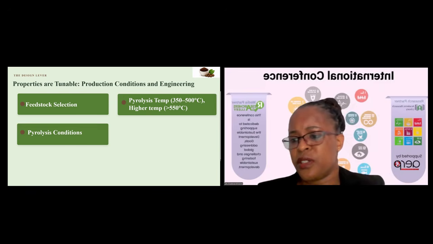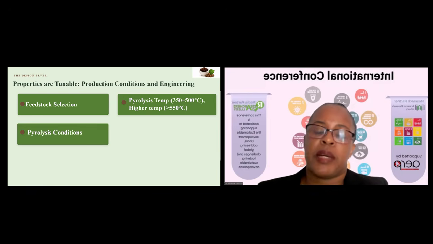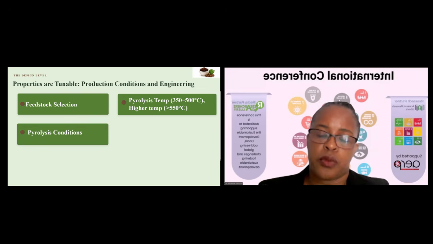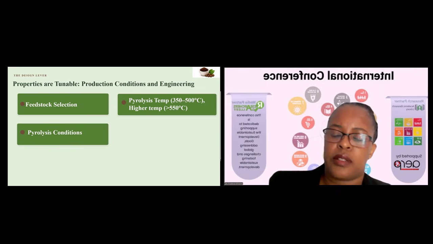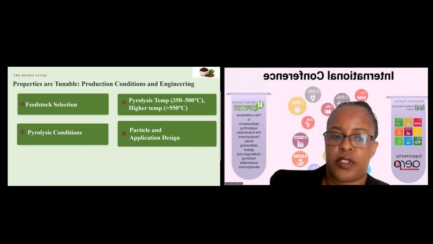So pyrolysis conditions as well, you can change this by changing the temperature and the conditions. So you can change the inert gas, which can reduce the oxidation that will result in the surface salts that contribute to the salinity of the soil.